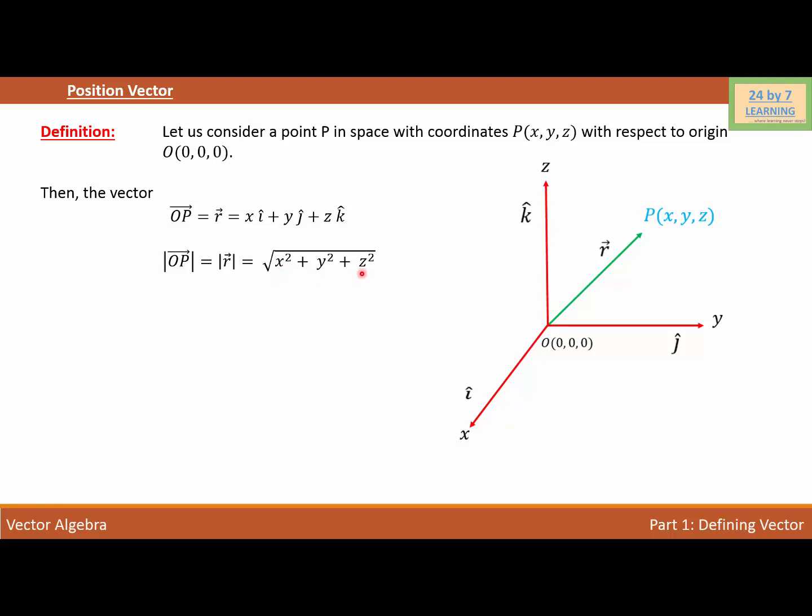if I use the distance formula, I will basically get the same kind of term, which represents the length between point O and P, which is basically the magnitude of vector OP or vector r. I can also say r is equal to the absolute value of vector r, which is equal to the square root of x squared plus y squared plus z squared.